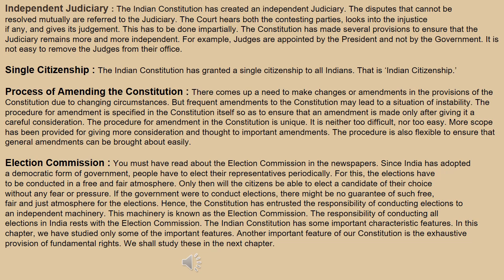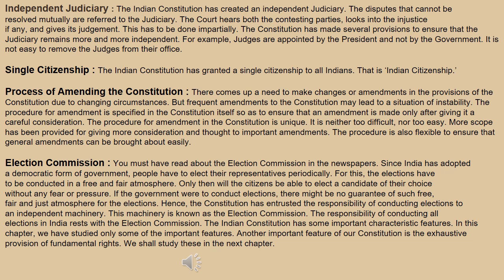The procedure for amendment in the Constitution is unique. It is neither too difficult nor too easy. More scope has been provided for giving more consideration and thought to important amendments. The procedure is also flexible to ensure that general amendments can be brought about easily.